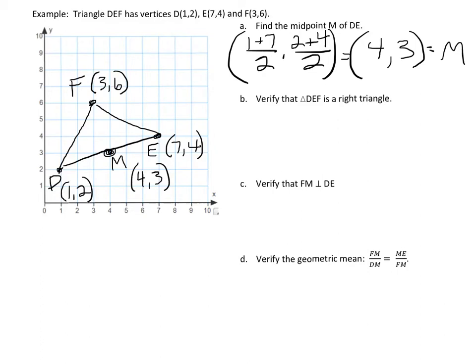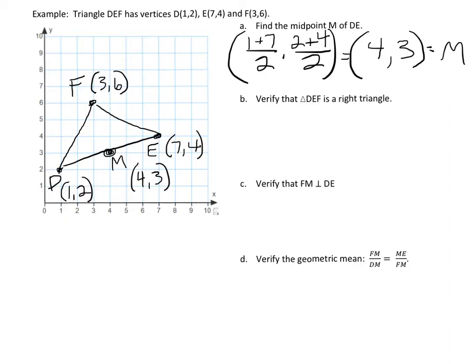Verify that DEF is in fact a right triangle. There's two different ways we could do this. If you really like using the distance formula, you could use it to prove that the Pythagorean theorem works. So you do DF squared plus FE squared should equal DE squared, and you can use the distance formula in that way.